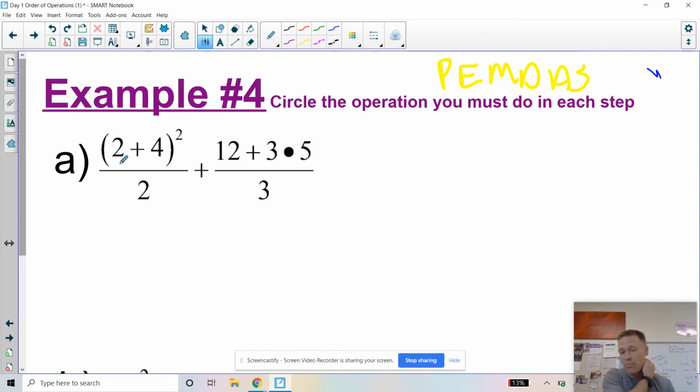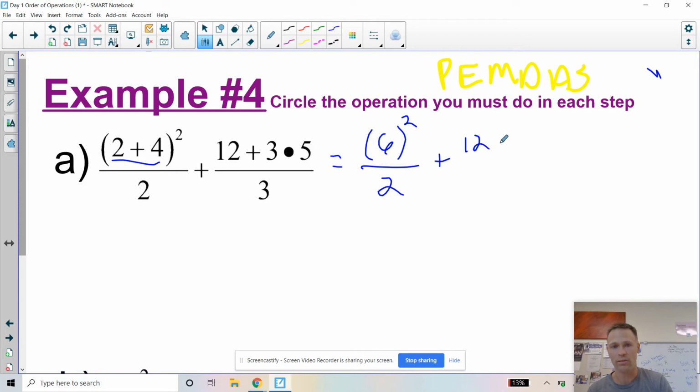So I do have parentheses right here. So that 2 plus 4 is going to be my first operation. In parentheses I get 6, and it is squared. That's over 2, plus 12. And then my numerator, I have 3 times 5 over 3. I'm not even going to worry about that one, I'm going to do that next. So I'm just working this one first.